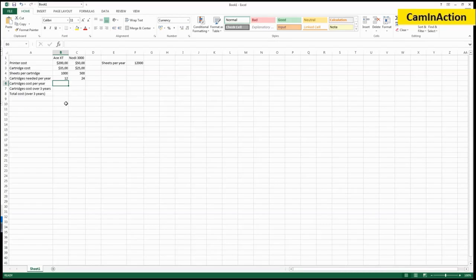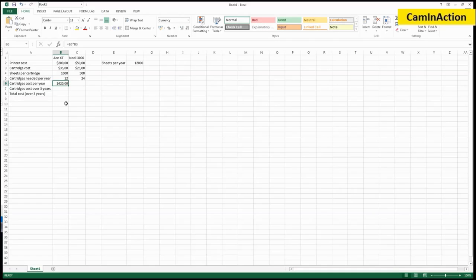Okay, this is actually something you will never find stated in the description of each item you are going to buy in the shop. So, how are we going to do this? Actually, it's very simple. We just need to choose column B, line 5, which is the cartridges needed per year, the amount. So, multiply it by column B, line 3, which is the cartridge cost, and just simply press enter.